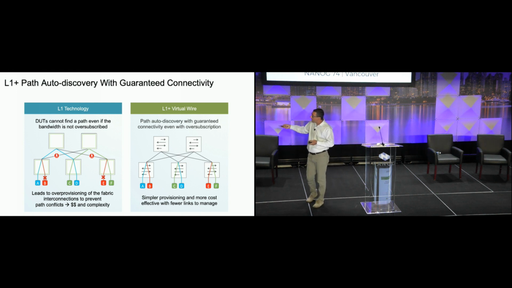And by the way, this path is completely auto-discovered. In this case, you don't need software to engineer which uplinks you take to reach the remote leaf and the remote DOTs. Here, you let IP figure it out itself.